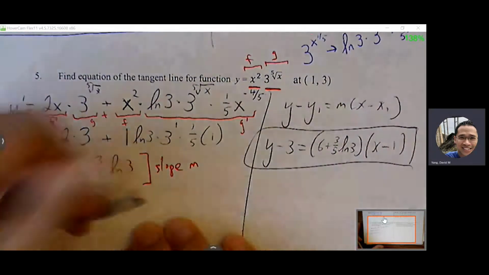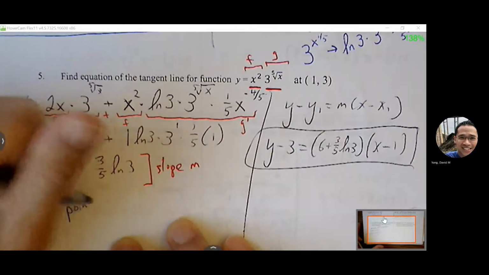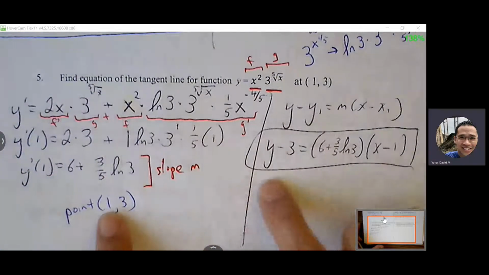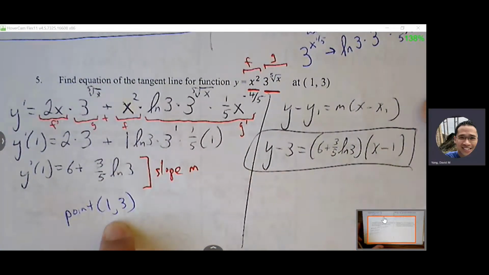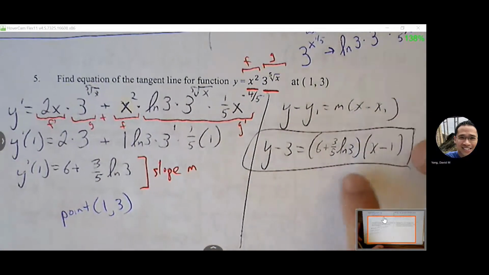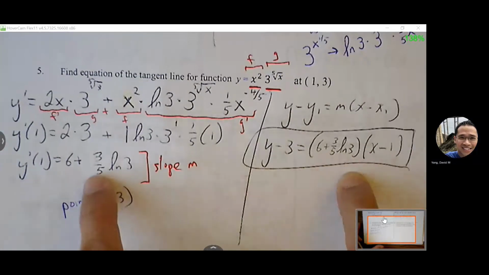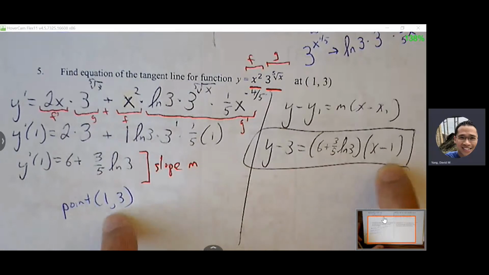I have my order pair, which is 1, 3. So now that I have my order pair and my slope, I can dump it into point slope form. Y minus 3 equals slope I gathered times x minus 1.